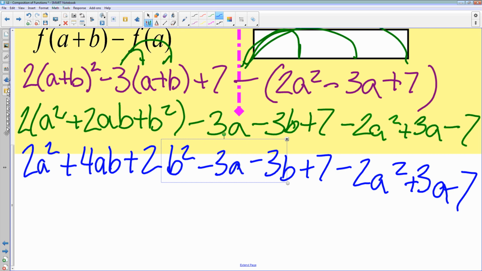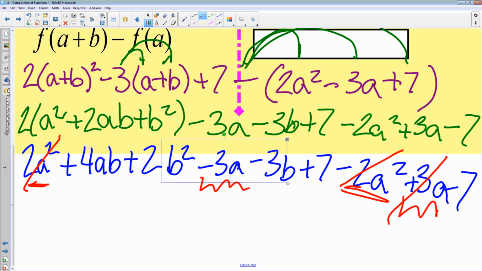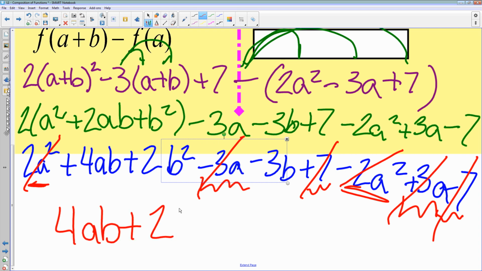And now what I want to do is see if there are any like terms I can combine. So I have 2a squared and I have a minus 2a squared. So those are going to cancel each other out. I have a minus 3a and a plus 3a. So those also cancel each other out. And I have a 7 and minus 7. So those go away. All right, so I'm left with 4ab plus 2b squared minus 3b.